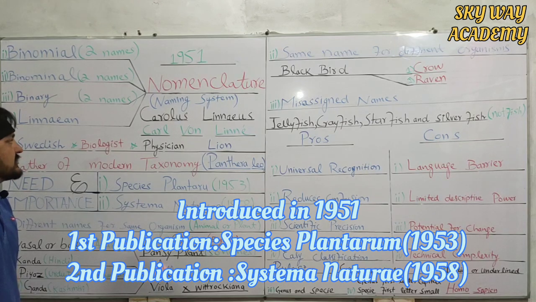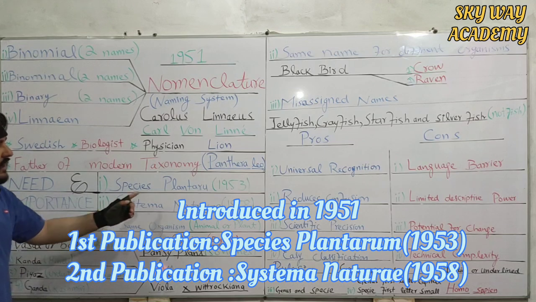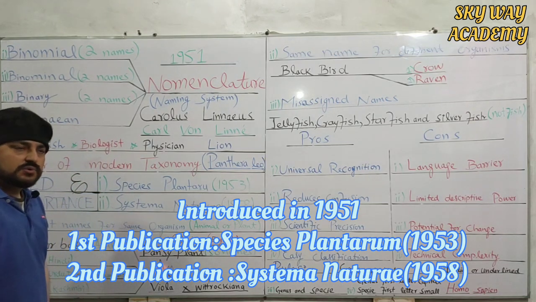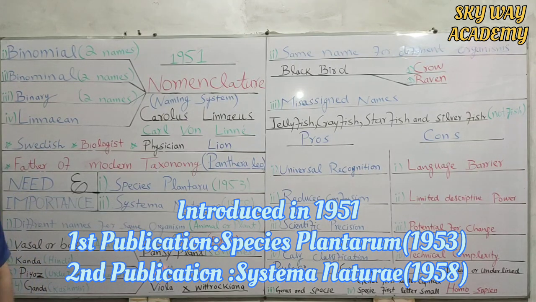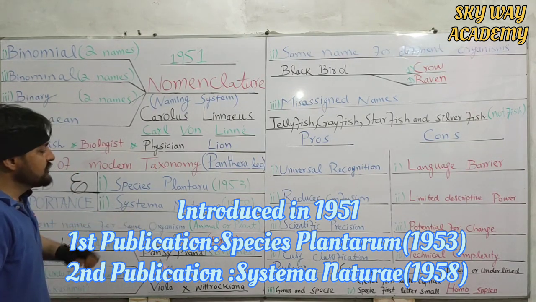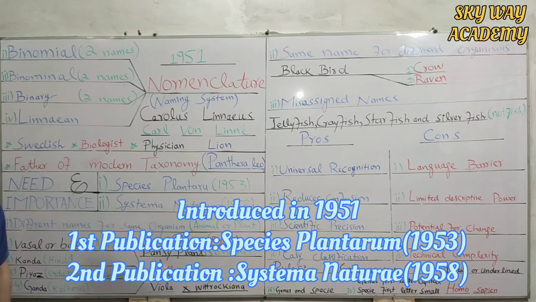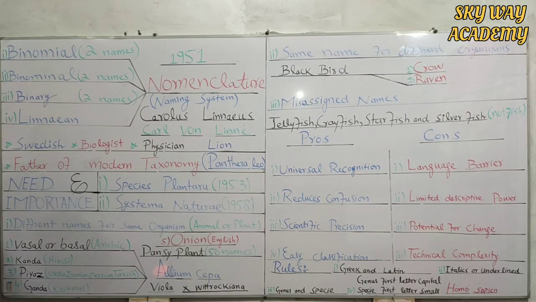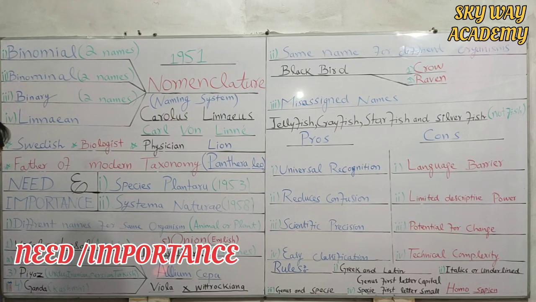Carolus Linnaeus invented this method in 1951. In 1953, he published his book Species Plantarum, which is about different kinds of plants. There's a backstory why he published this book and why he used scientific names. In 1958, he introduced his second book, Systema Naturae, which was about animals and zoology.